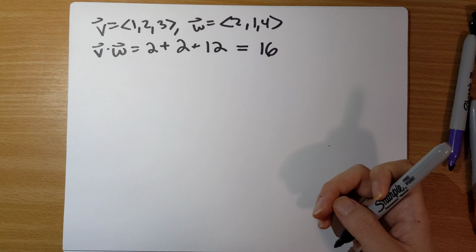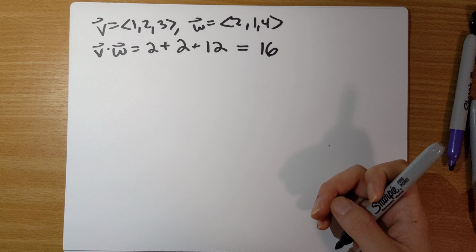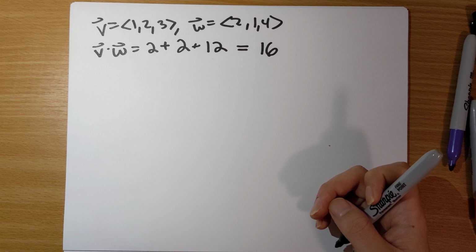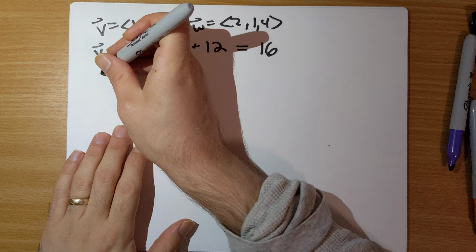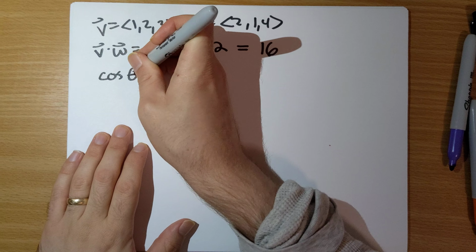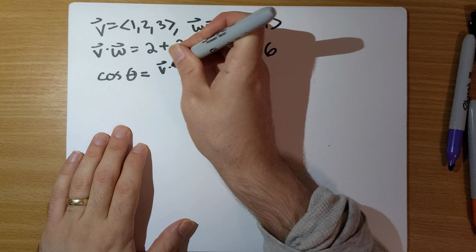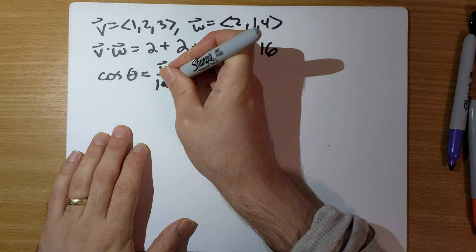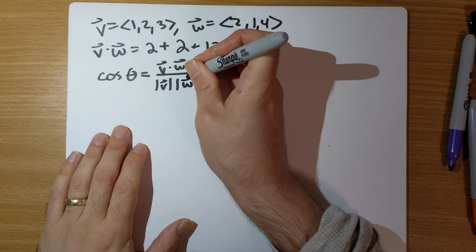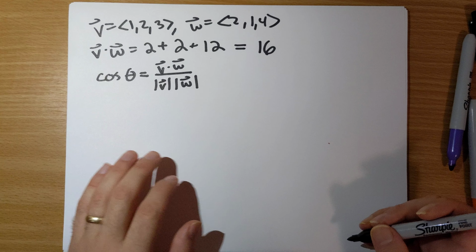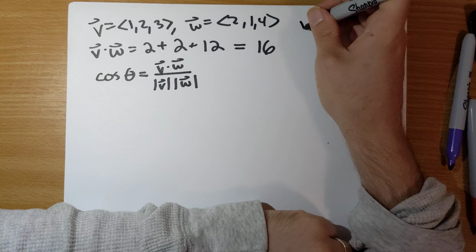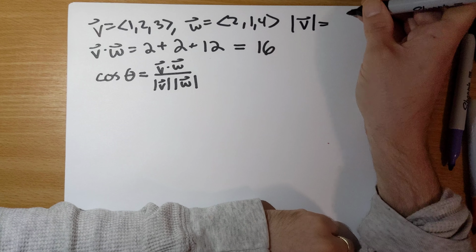We know that to get the angle between the vectors, we need the dot product. So what's the formula here? Cosine of theta is equal to V dot W divided by the magnitude of V times the magnitude of W. We also need the magnitudes here.